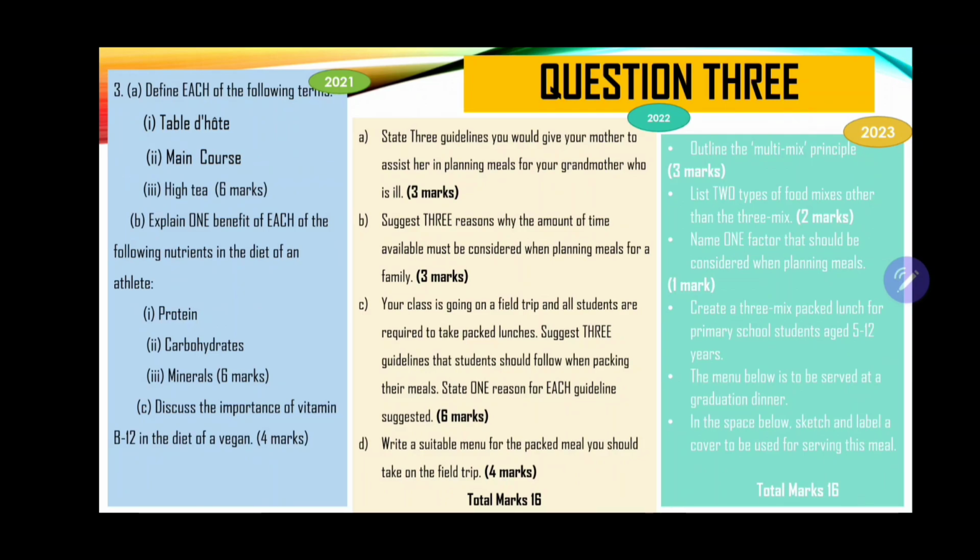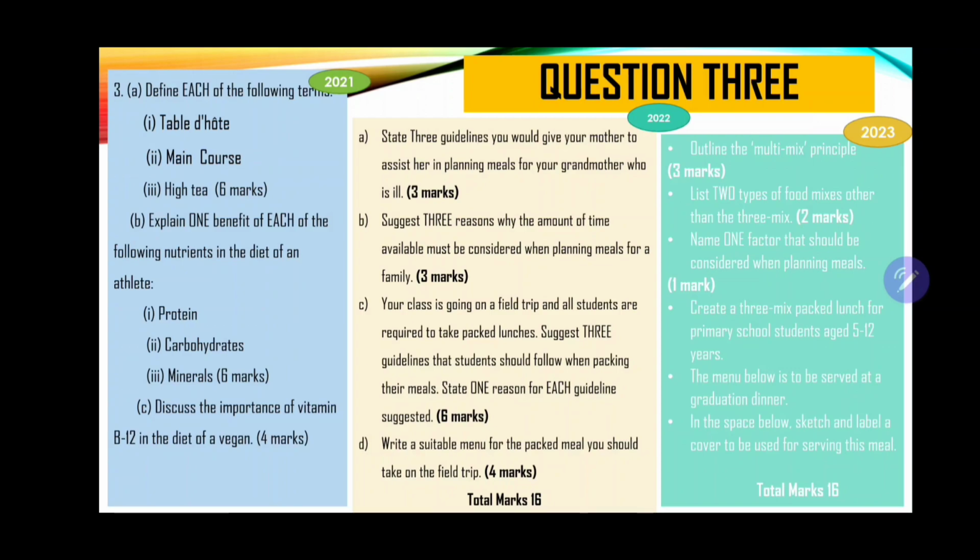The first question states, state 3 guidelines you would give your mother to assist her in planning meals for your grandmother who is ill, and for each guideline you would receive a mark, right? So now this question is drawing your knowledge from the topic planning meals for special groups, right?